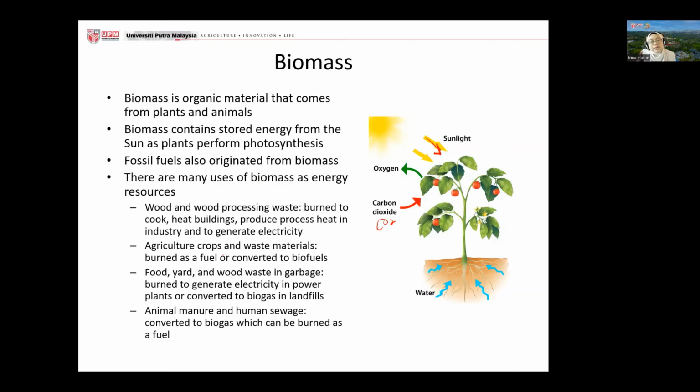So there are actually many uses of biomass as energy resources. These are some of them, and there are a lot actually. You can use it as biofuel, you can use it as the source of heat, you can use it to produce biogas, and so on and so forth.